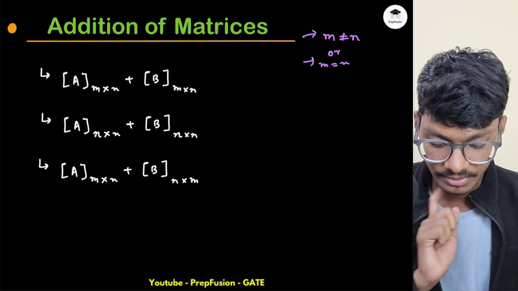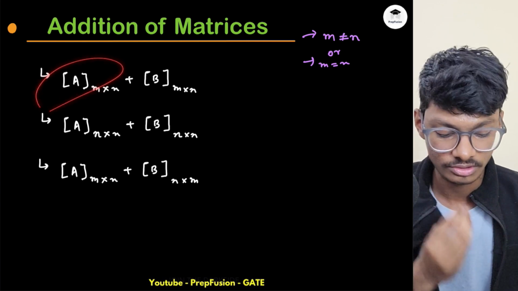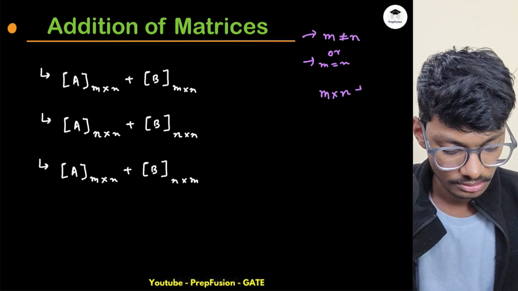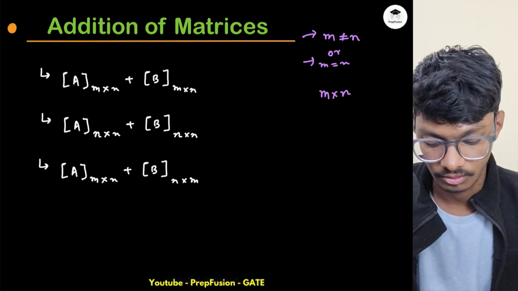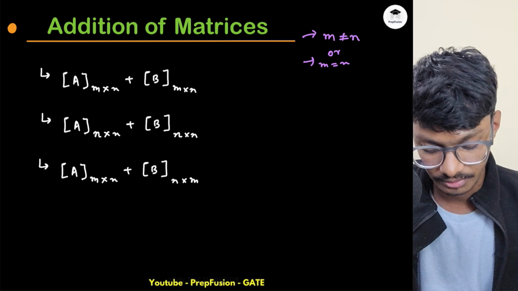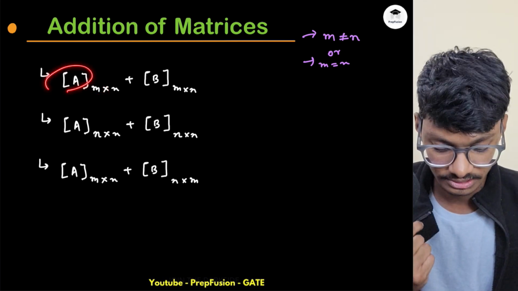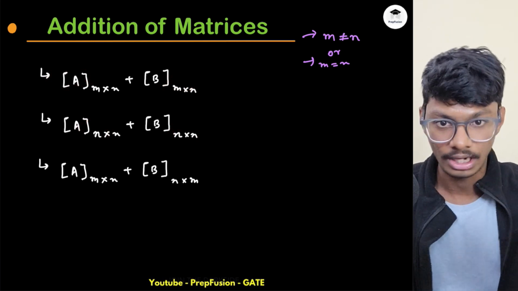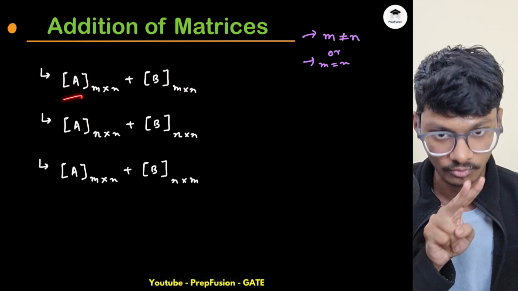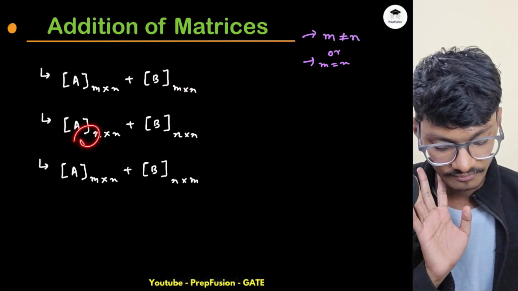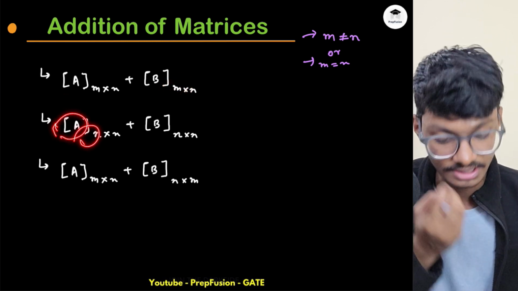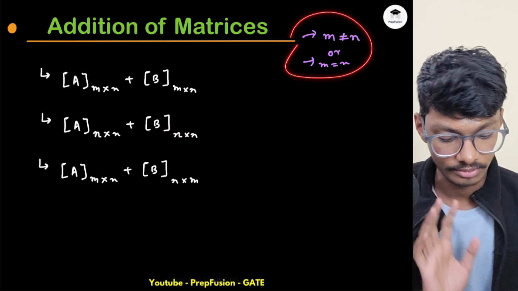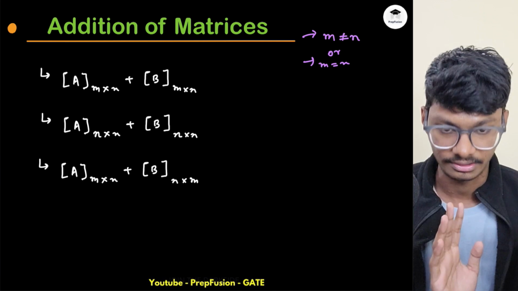What are m and n? M is the number of rows of this A, or M cross N is the order, basically. M is the order for this and M is the order for this, but here N and M are changing. So I can't generalize the case, but I hope you are understanding the case. M for this is number of rows, M for this is number of rows, and N for this in this case becomes number of rows. I hope you understand that. Like m and n can be equal or not equal, doesn't matter.